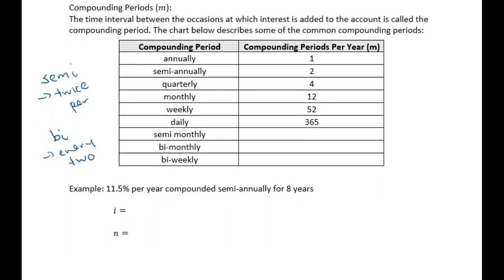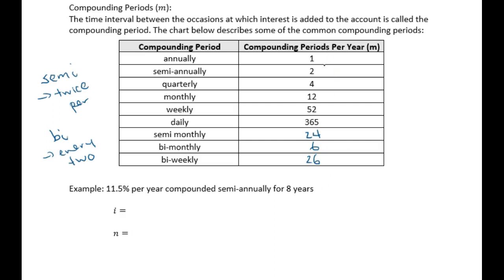So for example, let's talk about these ones at the bottom. Semi-monthly would mean twice per month. Every month is 12, but we're doing it twice per month, so 2 times 12 gives me 24 compounding periods per year. But bi, on the other hand, means every 2. So bi-monthly would mean that monthly is 12, but I'm only doing it every 2 months, so we'd get 6 there, 12 divided by 2. And bi-weekly, same thing. Weekly is 52 weeks in a year, but we only want to do it every 2 weeks. So 52 divided by 2 gives me 26 compounding periods per year.